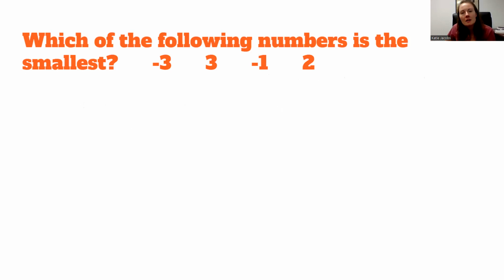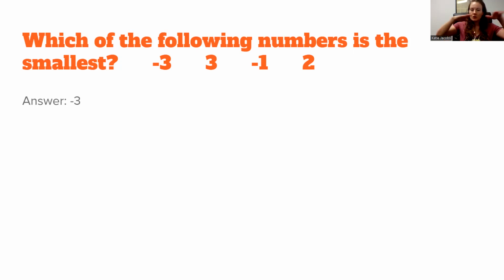All right, so here we're going to look at these numbers. Which of the following numbers is the smallest? So we have -3, 3, -1, and 2. And this seems like it might be easy, and maybe it is, maybe it's not. But this is actually kind of tricky if we think about it. Which one of these numbers is the smallest? The answer here is -3.